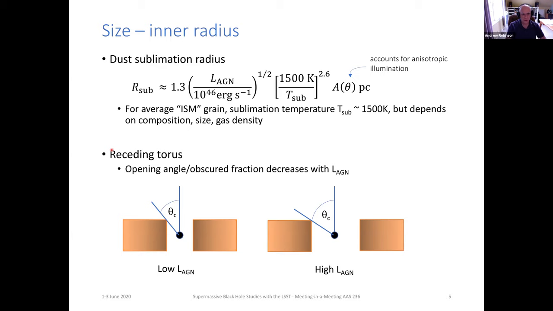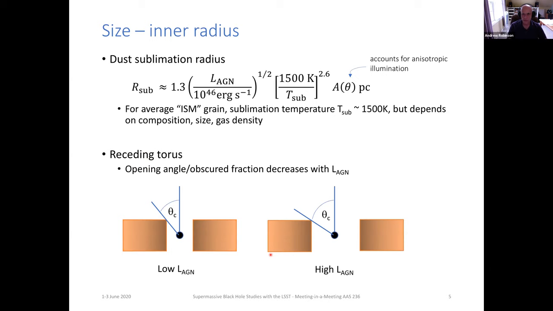So the scaling with luminosity leads to the idea of a receding torus. If the torus scale height is constant, but the inner radius given by the sublimation radius increases with luminosity, you expect the opening angle to increase from low to high luminosity AGN, which means that the obscured fraction should decrease as the luminosity goes up.